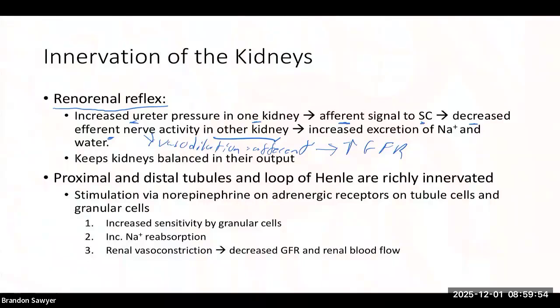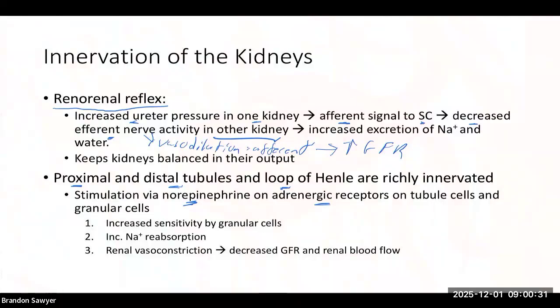Okay. All right, and then we've got a couple other things going on. Both the proximal and distal tubules and the loop of Henle are very richly innervated throughout the kidneys. Stimulation of these areas can happen via norepinephrine on adrenergic receptors, both on the tubule cells, the ones lining the tubes that are going to be doing the movement of water and sodium that we'll be talking about, but then also those granular cells that we were just talking about. Those granular cells are the ones sensing the blood pressure in the afferent arteriole and efferent.